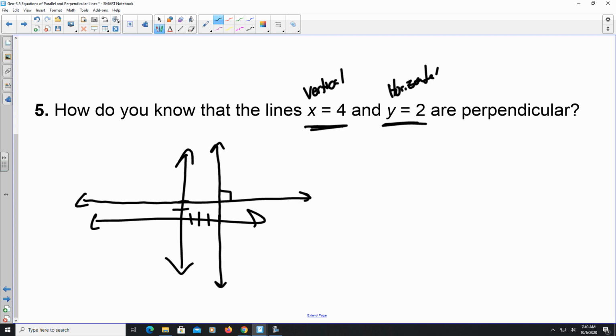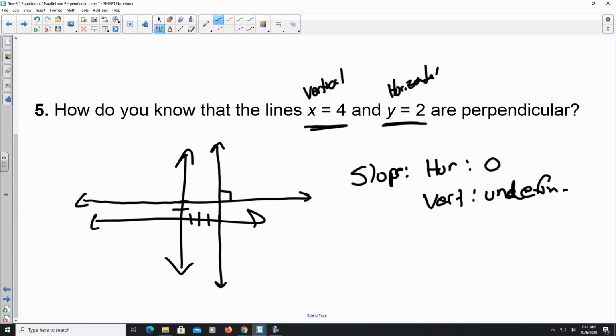Because if you look at the slope, a horizontal line has a slope of 0, and a vertical line has a slope that is undefined. The reason it's undefined is because you have some number divided by 0. If I flip that, it would be 0. So that is why they are in fact perpendicular.